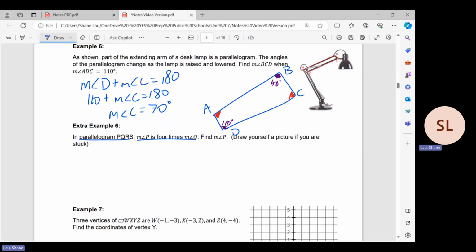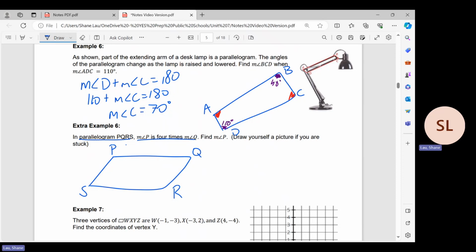I really do suggest drawing a picture, right? So let's just draw our parallelogram like so. But you want to be careful here. It doesn't give us PQRS just to give it to us. We have to follow that order. So if I say that this is P, then this is Q, then R, then S. You can't say that Q is actually the opposite angle to P. That just doesn't make sense. You can't do that.